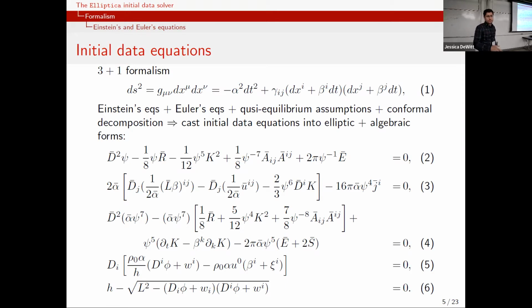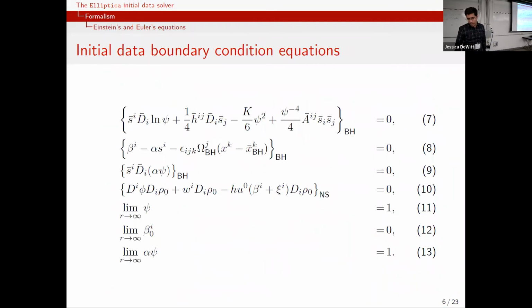Equations 5 and 6, together with other equations showing how the matter is distributed, are mostly challenging to solve inside the neutron star, where we have the matter. So I'll point out some of the challenges later.